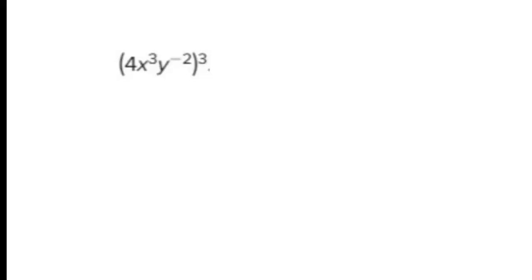Oh, Miss Sadie, we've got a negative exponent. What do I do with that? Well, follow the process. First of all, make sure all of your factors have an exponent. The 4 doesn't. Put a 1 on it.